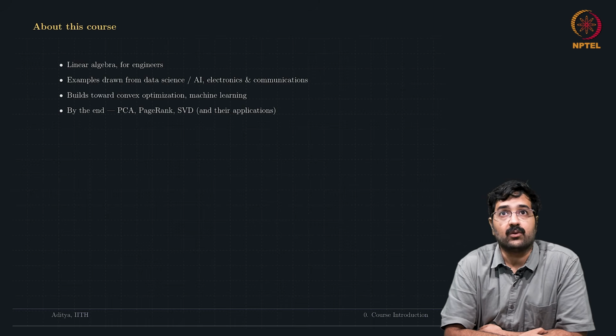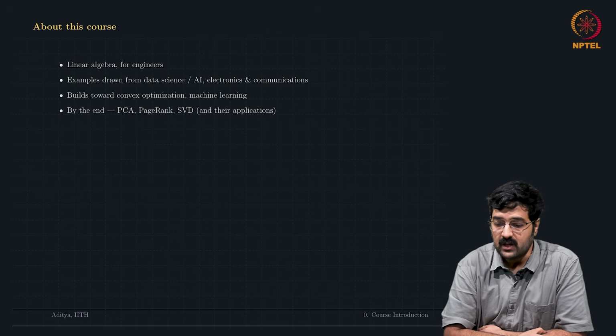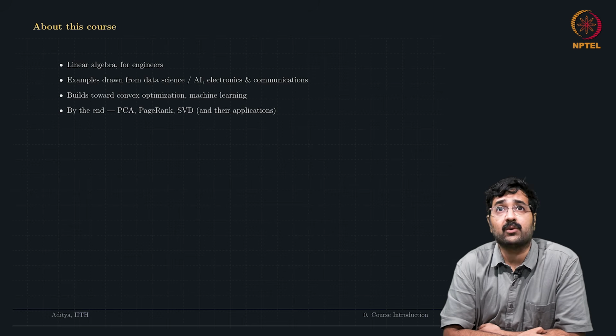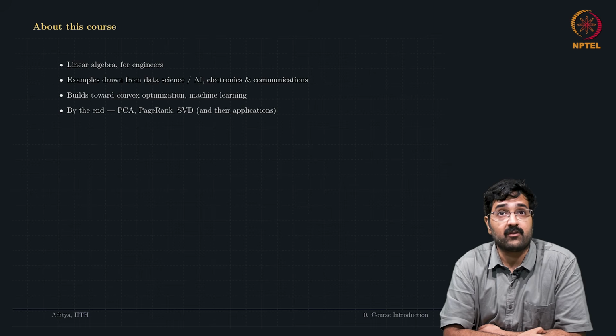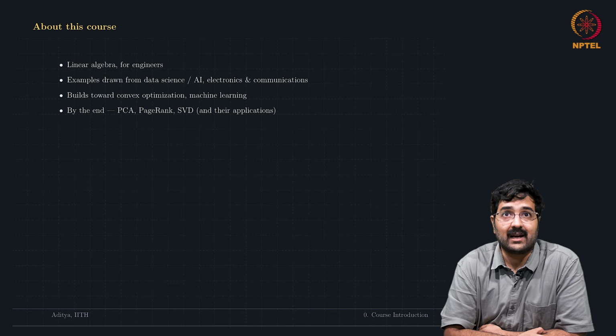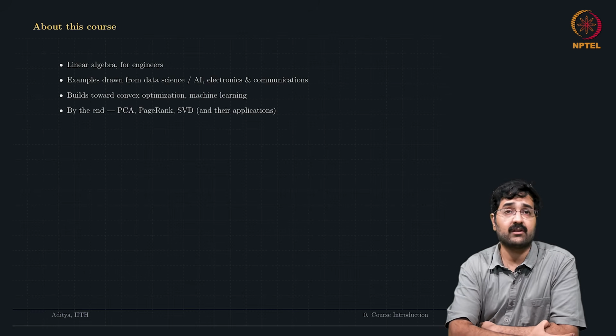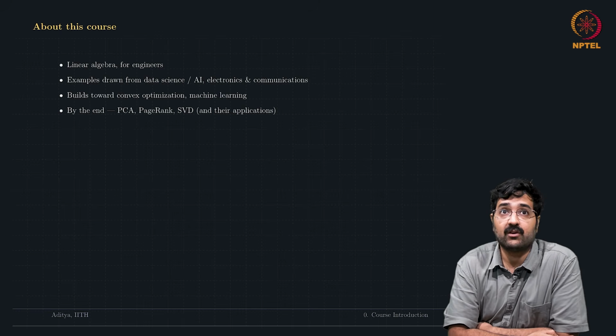By the end of this course, you will have a solid foundation in linear algebra, enough to take follow-up courses including convex optimization and foundations of machine learning. In particular, you should be able to understand algorithms like principal component analysis for dimensionality reduction, page rank for search, and SVD and its variety of applications in signal and image processing by the end of this course. We will cover some of these applications in detail as we go deeper into the course.